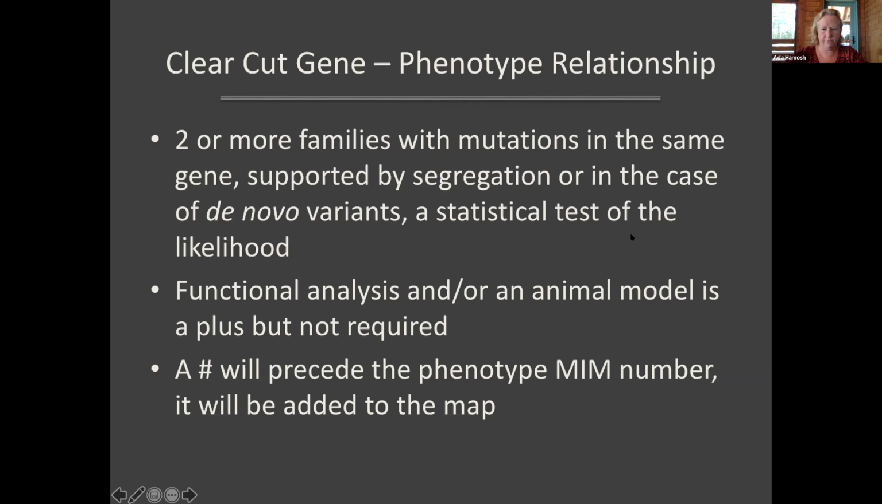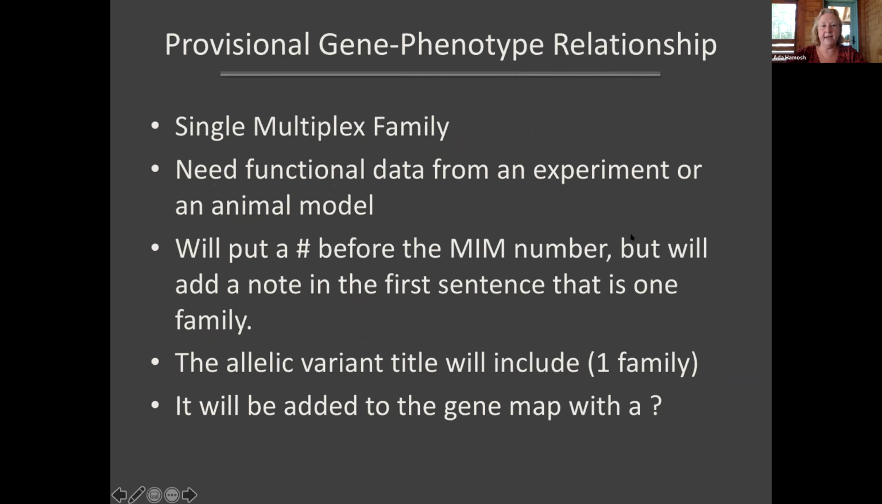And why are we not moving forward? Okay. So that's what we do for that. A provisional gene phenotype relationship is made for a single multiplex family, or very rarely a single patient where it's an enzyme deficiency and the assay of the activity is an irrefutable thing, and that it's already about something that's known. Let's say a CDG in one person, we might put that in, okay? We need functional data from an experiment or an animal model or both. We will put a number before the MIM number, but we add a note in the first sentence that it's one family.